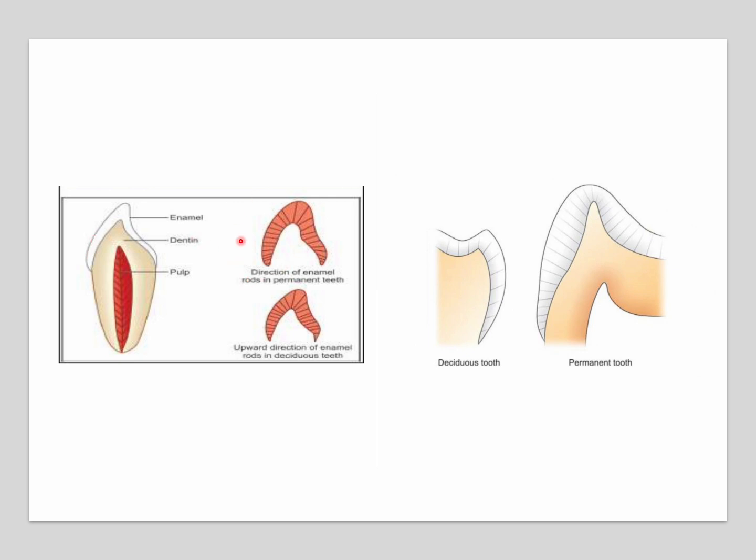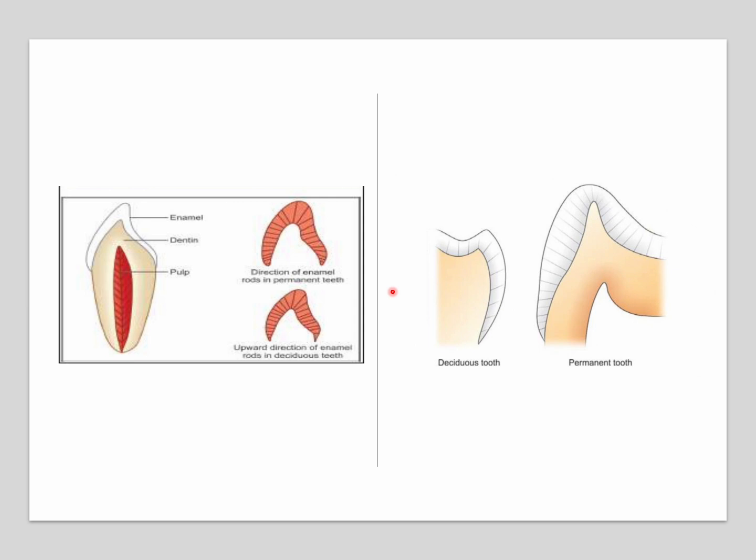As you can see here is the adult tooth, here is the deciduous tooth. In the adult tooth, these rods go horizontally in the middle, and vertical under the incisal edge. While in the deciduous teeth, they are horizontal in the cervical area.